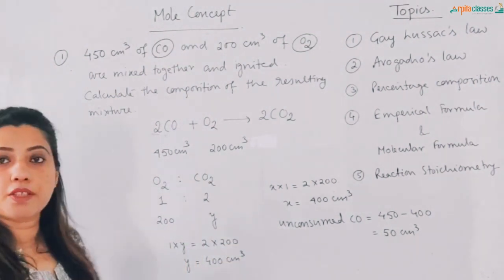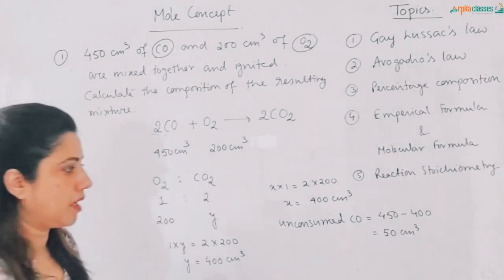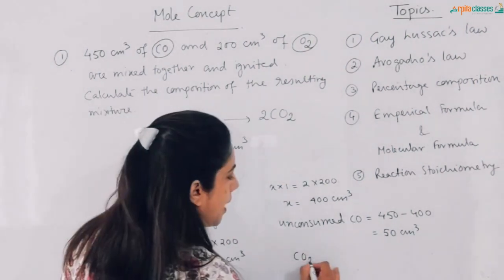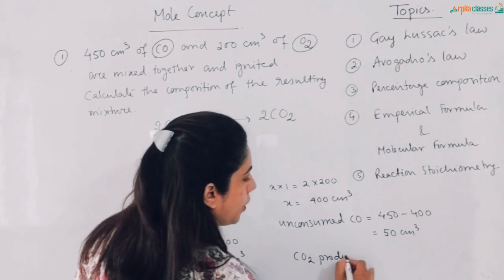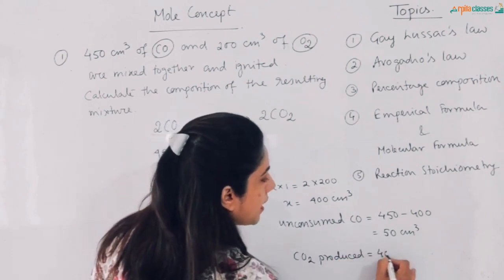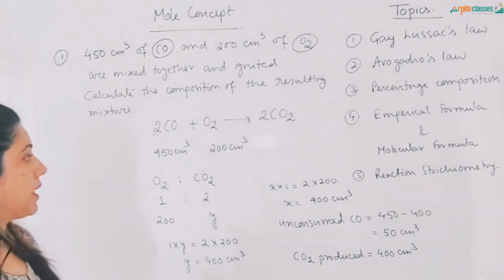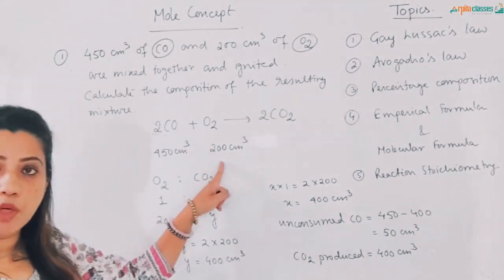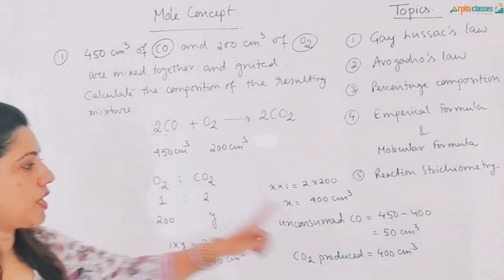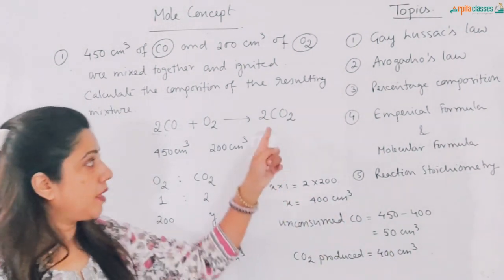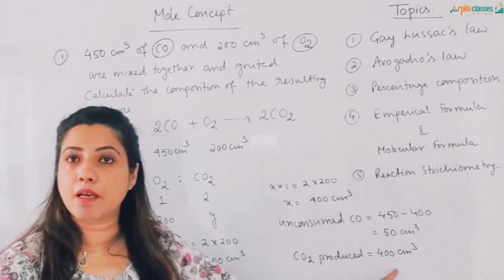That means how much carbon dioxide will be produced? 400 centimeter cube. So here you can write down carbon dioxide produced is equal to 400 centimeter cube. Anything else is there in the resultant mixture? No, because the entire oxygen has been consumed. The unconsumed carbon monoxide is 50 centimeter cube and the product which is formed is 400 centimeter cube.